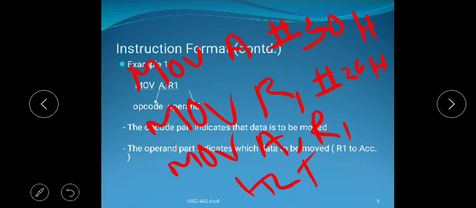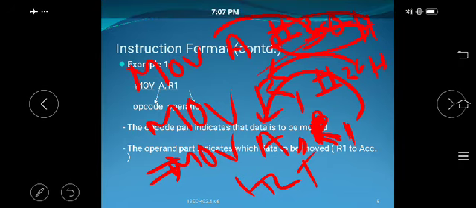Here in the A register the value 30 is stored. In the R1 register 20 is stored. If you use this instruction, MOV A, R1, the R1 value is moved to the A register. That means in the A register the value 30 will be erased, and it will have only 20.